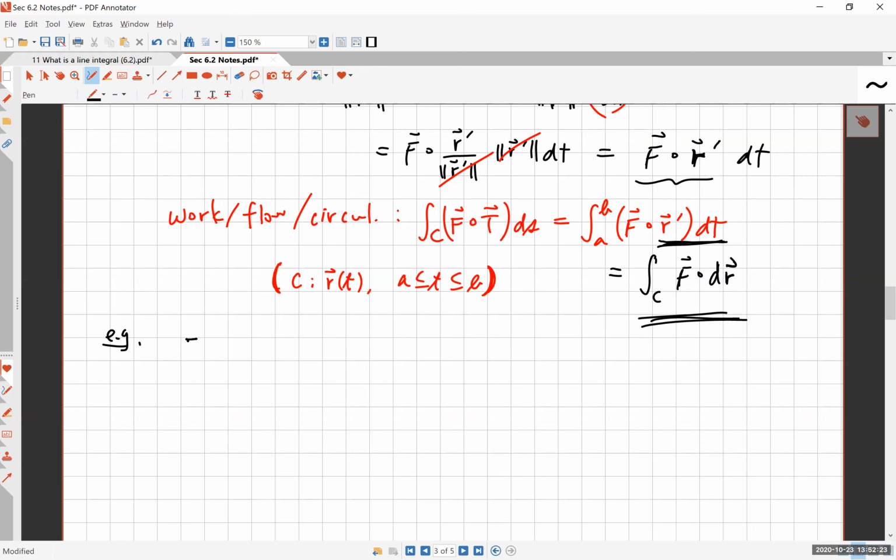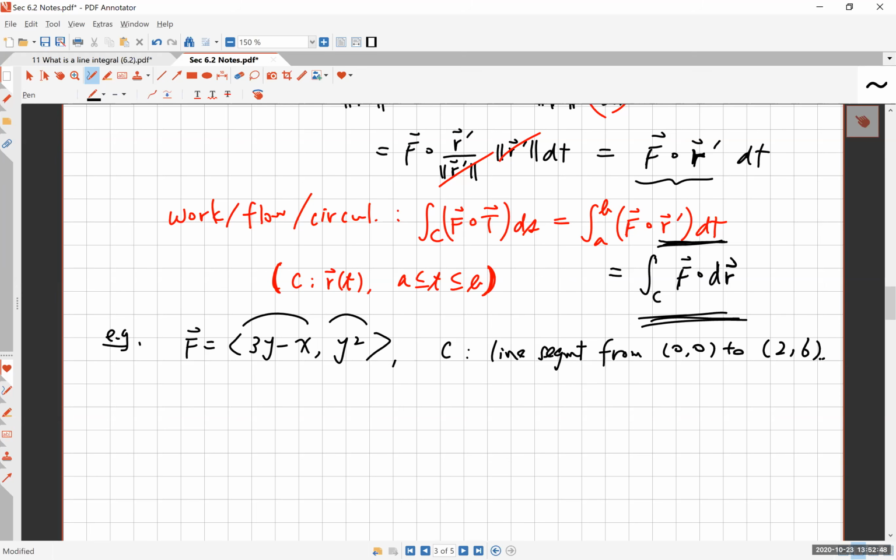Let's say F is a vector field, 3y minus x, comma, y squared. Remember, this is the first component, this is the second component. And C is a line segment from (0, 0) to (2, 6). Okay, so find the work integral.